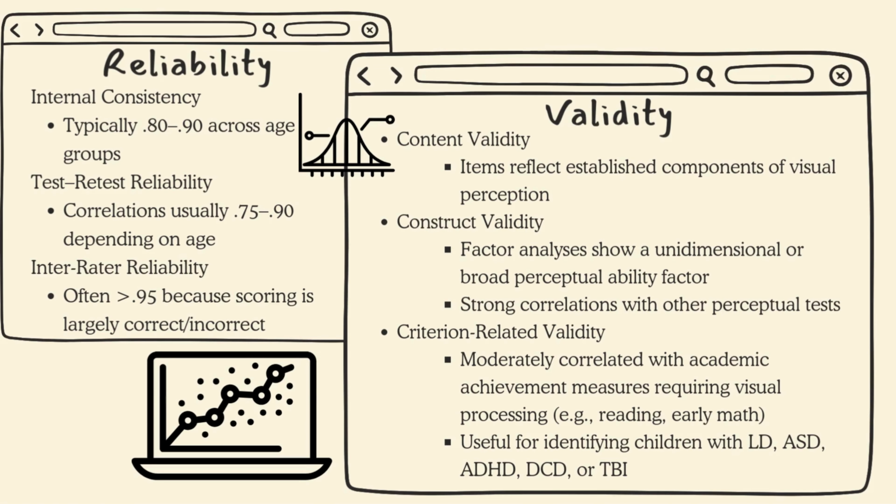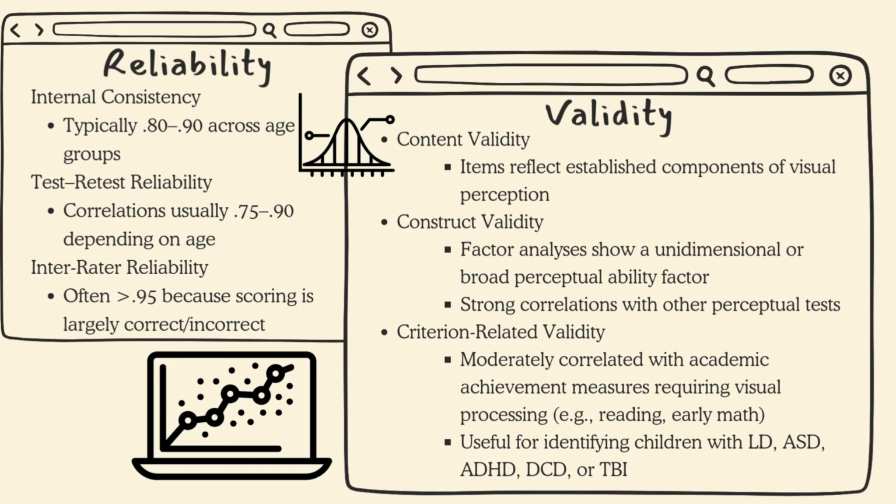All right, so moving on to the psychometric properties of this measure. It tends to have good reliability and validity. The internal consistency Cronbach alphas typically run between 0.8 and 0.9 across age groups, which is really good. It even has adequate to high test retest reliability with correlations between 0.75 and 0.90 depending on the age. And then it also has good interrater reliability because mostly the questions are yes, no, or correct, incorrect.